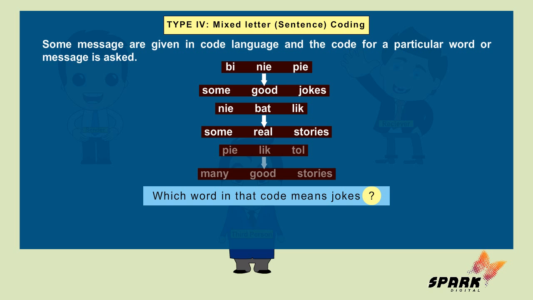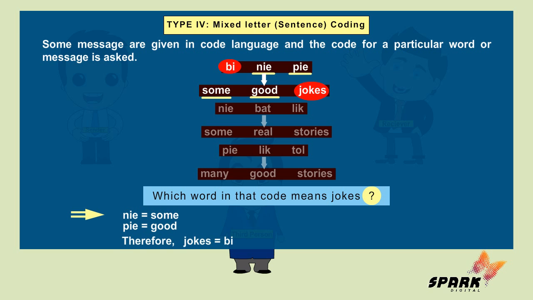In the first and second statements, the common code word is Nai and common word is some. So Nai means some. In the first and third statements, the common code word is Pai and the common word is good. So Pai means good. Thus, in the first statement, Bye means jokes.